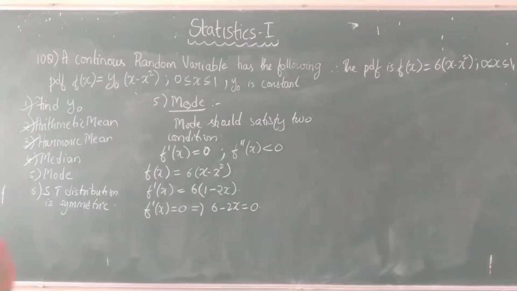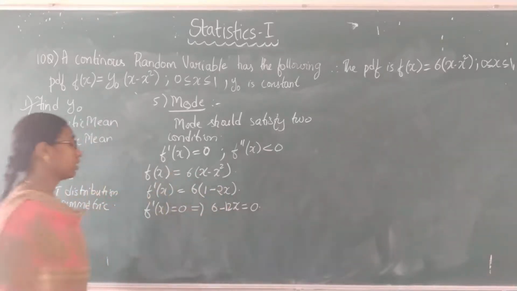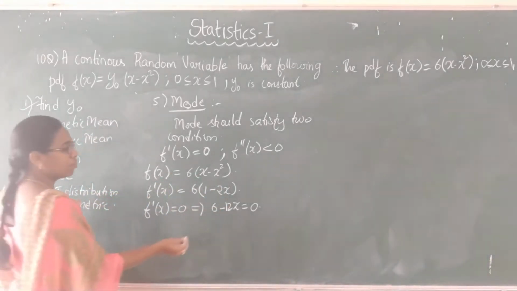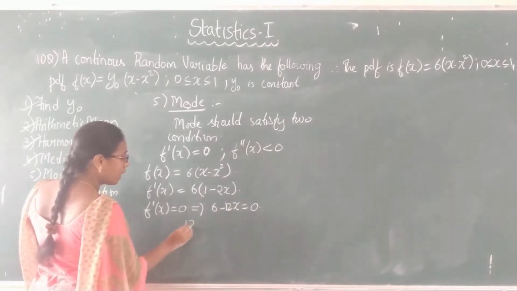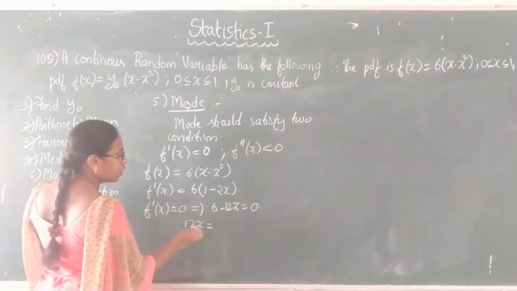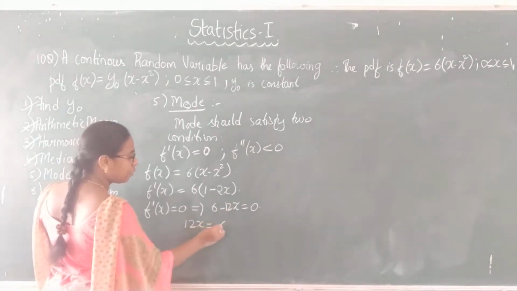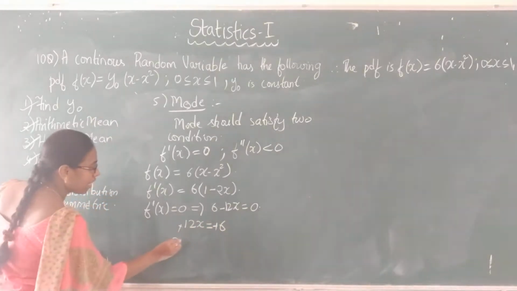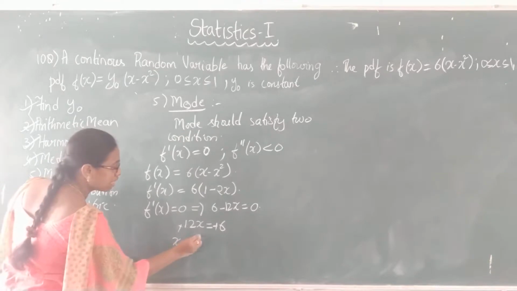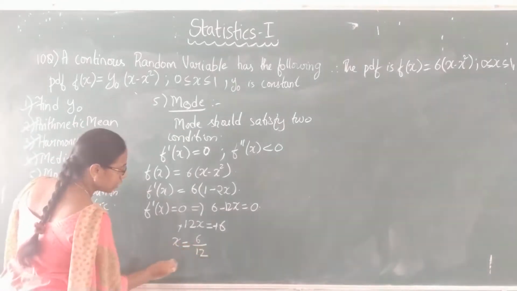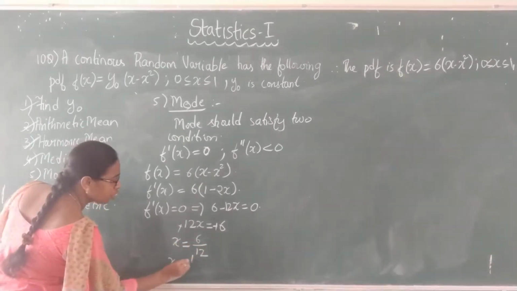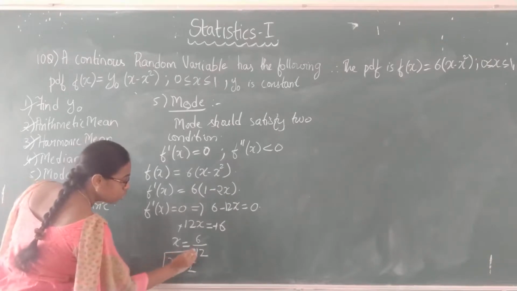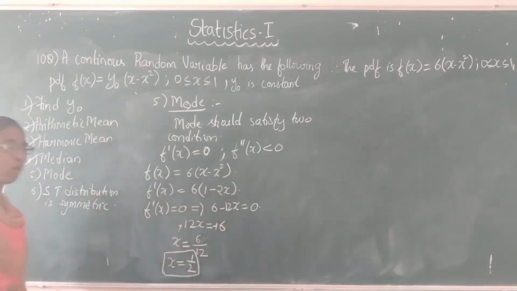Then 6 minus 2 is 12, right? Yes, 6 minus 2 is 2. So from this, you will be getting 12x equals to plus 6 goes to that side, minus 6, minus gets cancelled. So from this, x is equals to 6 by 12. So 6 by 12 means x equals to 1 by 2. So this is the value of x.